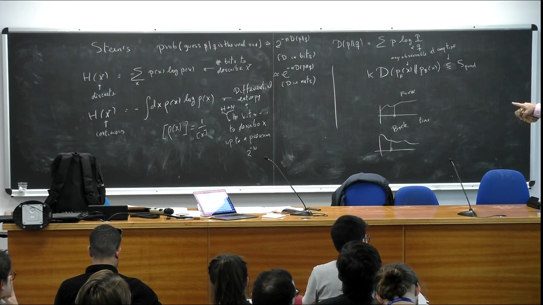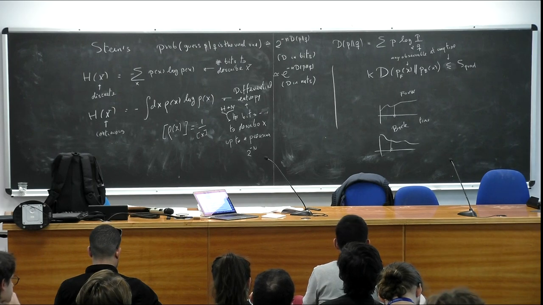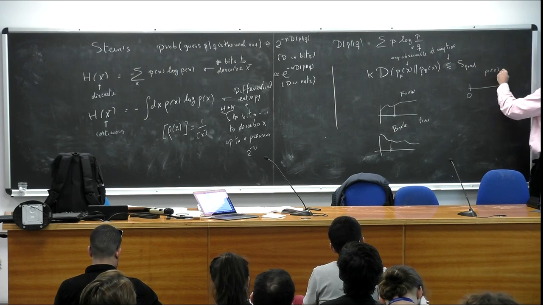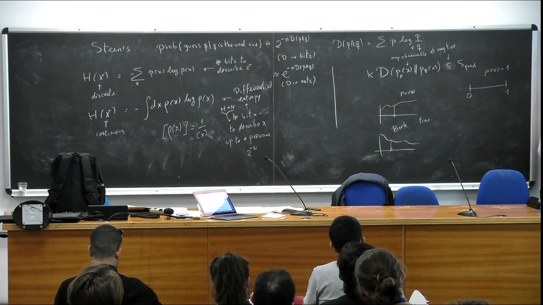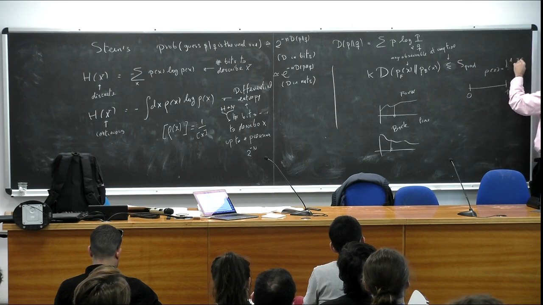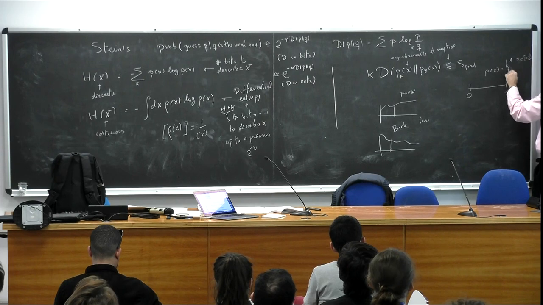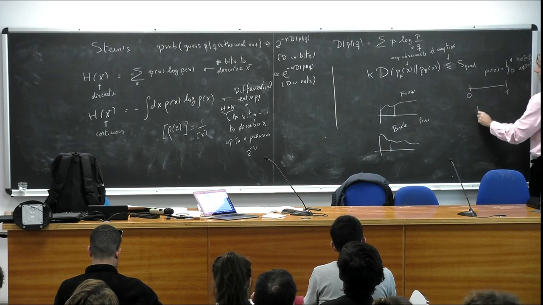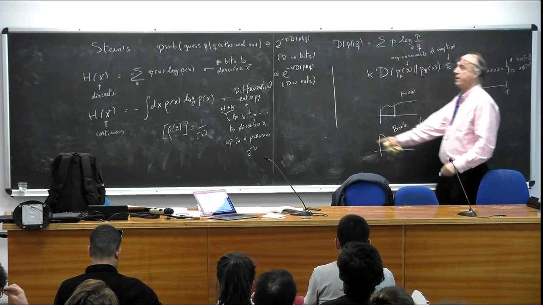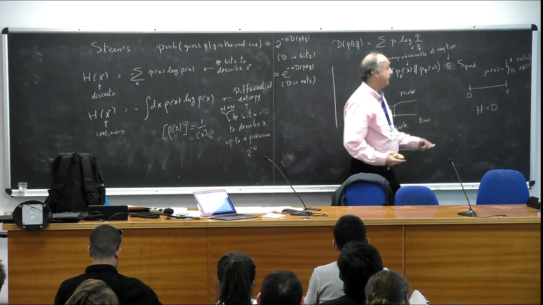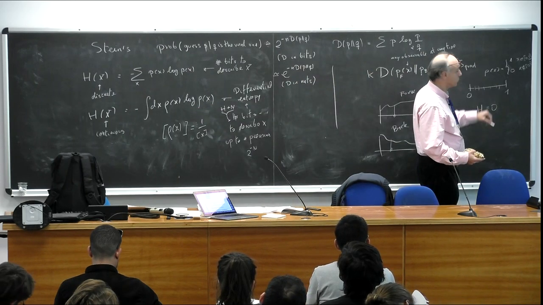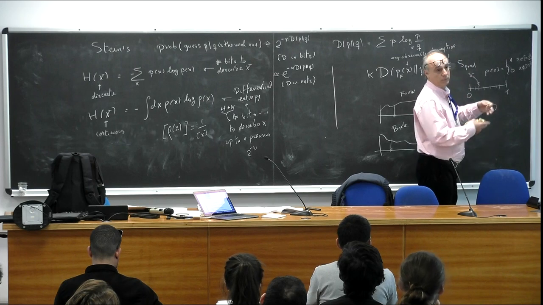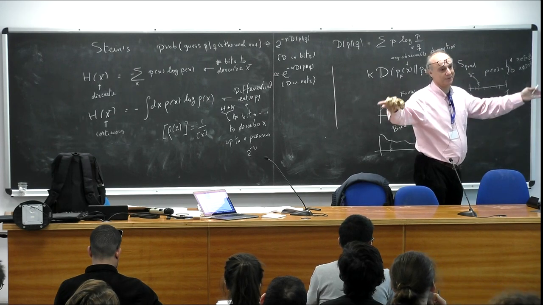Because you have log of rho. Suppose that you have a number between 0 and 1, and rho of X is uniform. It's 1 if X is between 0 and 1, and 0 elsewhere. H in this case is 0, because the log of 1 is 0. And then how many digits do you need to describe this random number with a precision of n binary digits? N binary digits, of course.